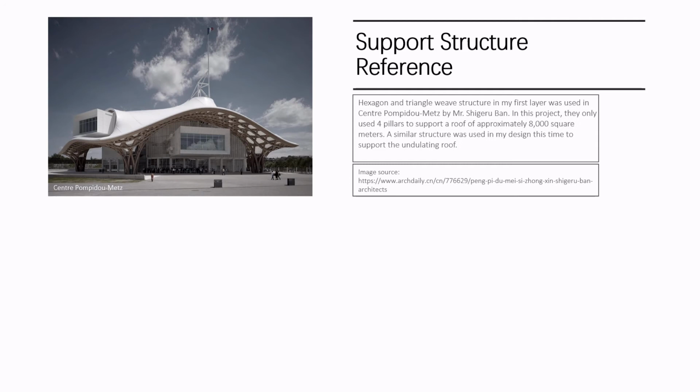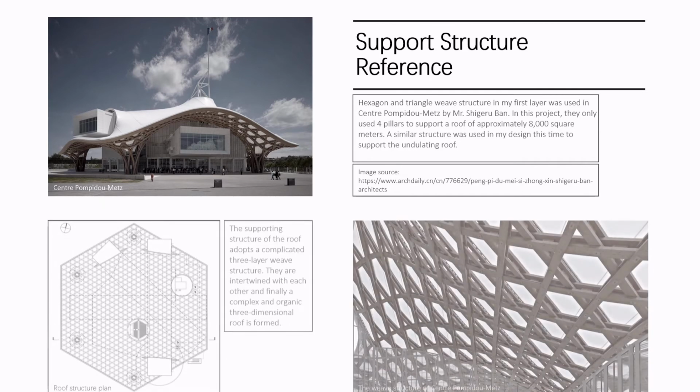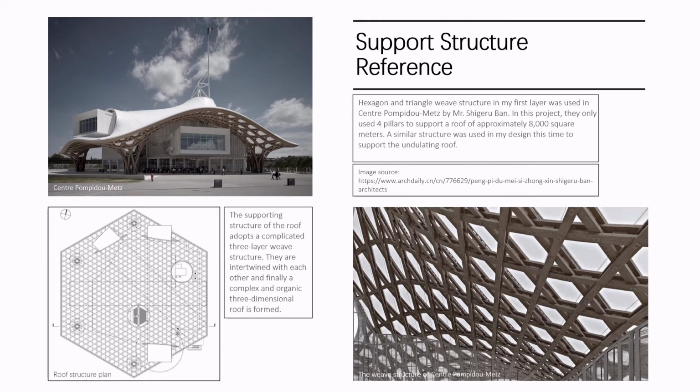A hexagon and triangle weave structure in my first layer was used in the Centre Pompidou, made by Mr. Shigeru Ban. And in that project, they only used 4 pillars to support a roof of approximately 8,000 square meters. A similar structure was used in my design this time to support the undulating roof. The supporting structures are intertwined with each other, and finally a complex and organic 3-dimensional roof is formed.